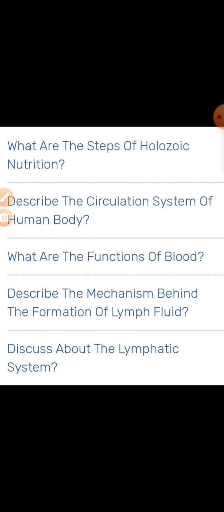About the circulatory system, you have to write about blood. 4 to 6 liters of blood is present. It is also known as a connective tissue. You have to write a few sentences about blood and its functions. What are the functions? Transport nutrients and oxygen to the cells and carry carbon dioxide, urea, and other waste materials from the cells. Now you have to write about the components of the blood, about the RBC.